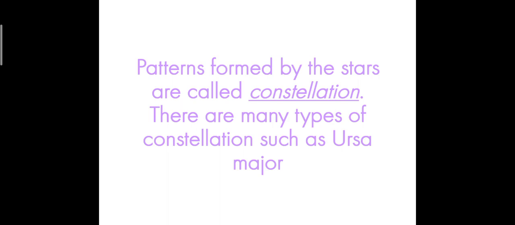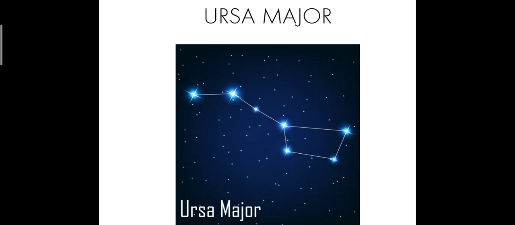There are many types of constellations such as Ursa Major or the Big Bear. Children, these patterns or the shapes formed by stars in the sky are called constellations. And there are different types of shapes formed by the stars. In that we will see two types. First is Ursa Major, or it is also called Big Bear. It looks something like this. Ursa Major, it looks like this.